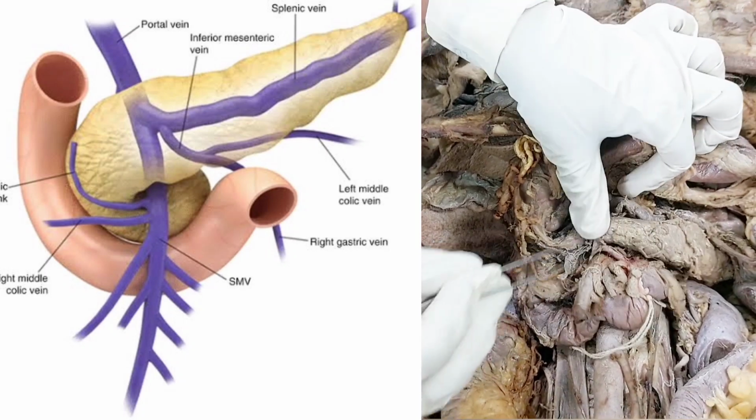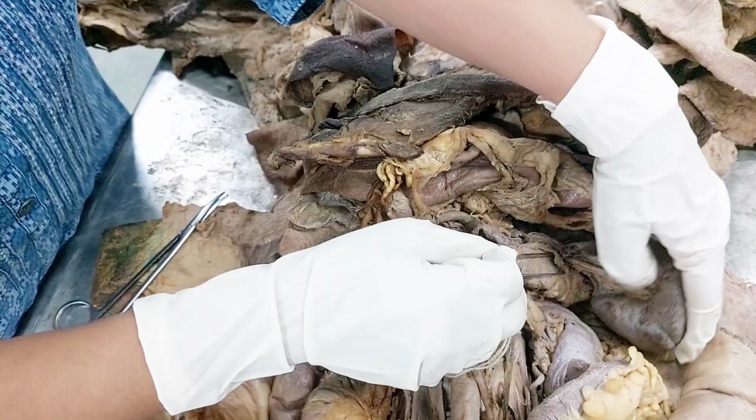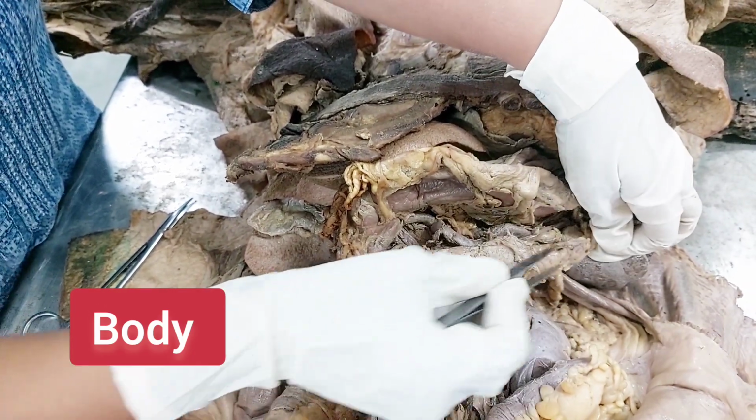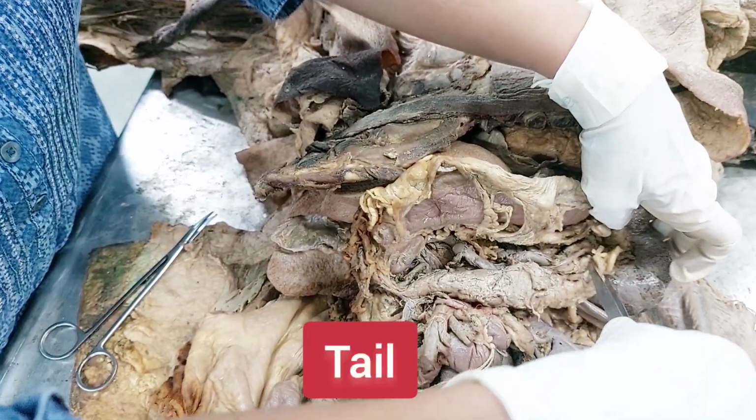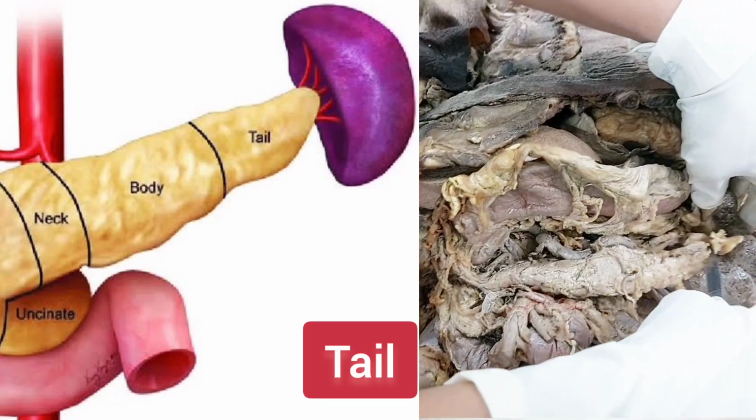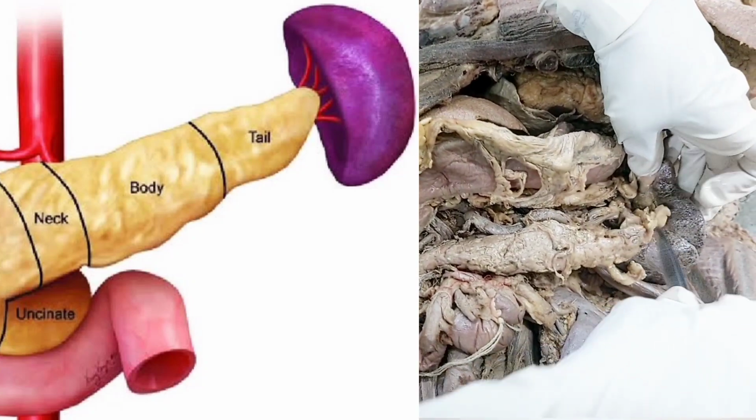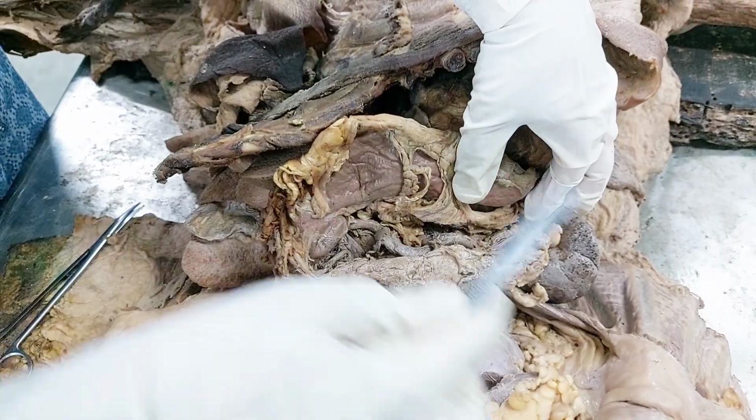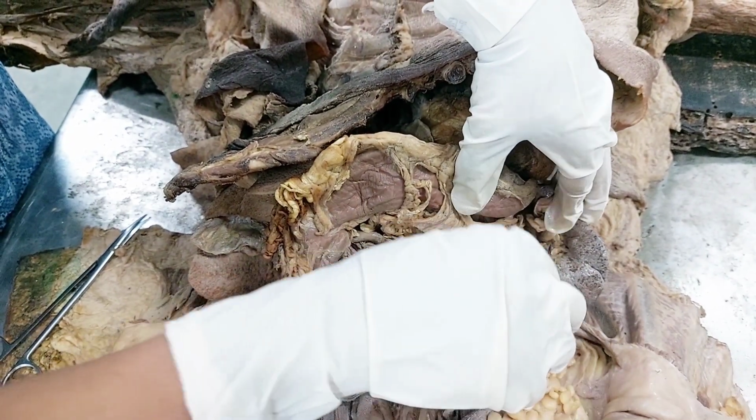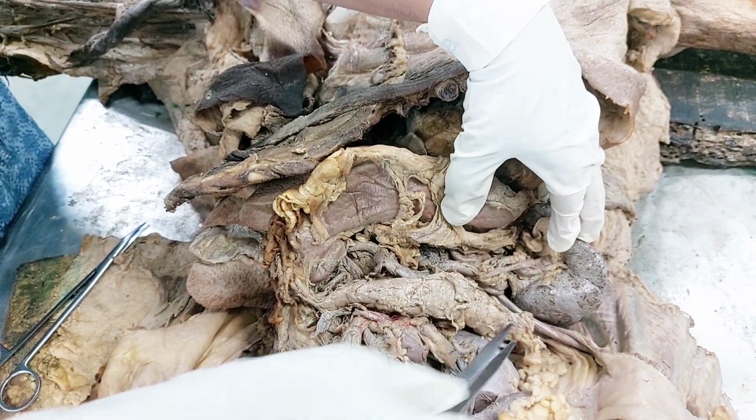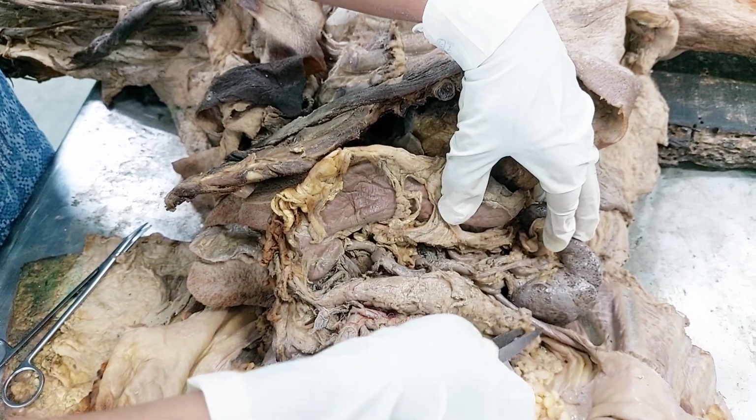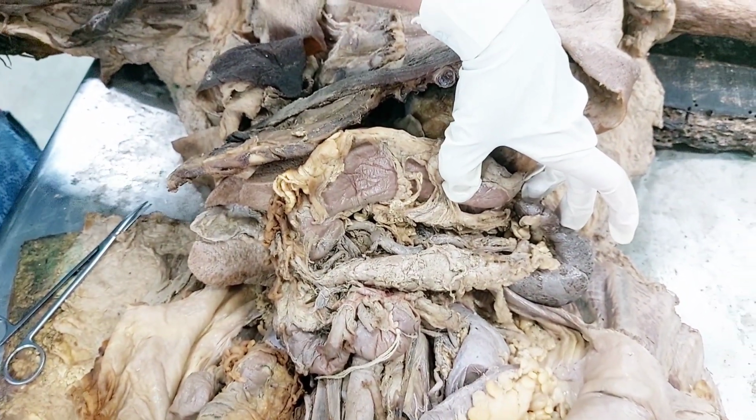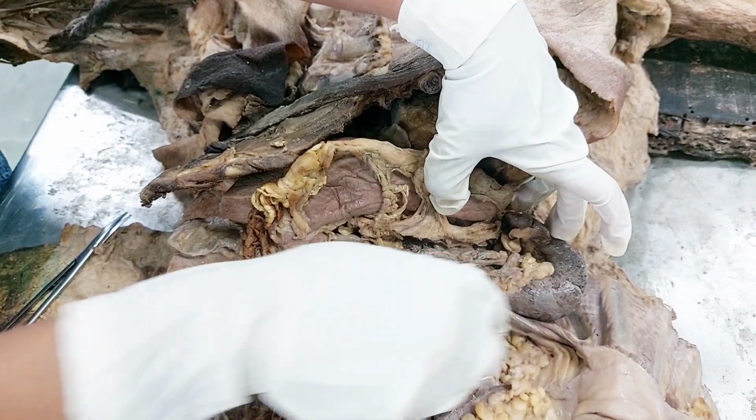Next to neck is the body of the pancreas. The body of the pancreas is one of the organs forming the stomach bed, and the left part of the pancreas is the tail of the pancreas, which comes in relation to the visceral surface of the spleen, forming an impression on the spleen as pancreatic impression of spleen. Here this is spleen, so this is pancreatic impression of spleen. Total length of pancreas is about 15 centimeter from head to tail.